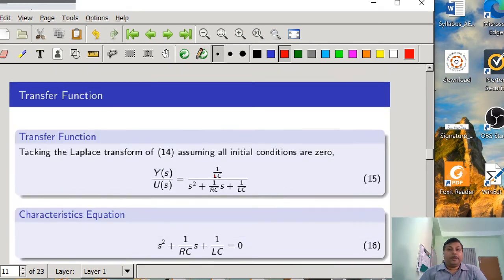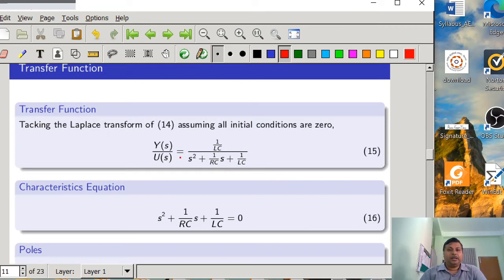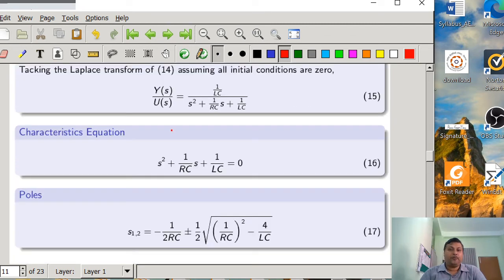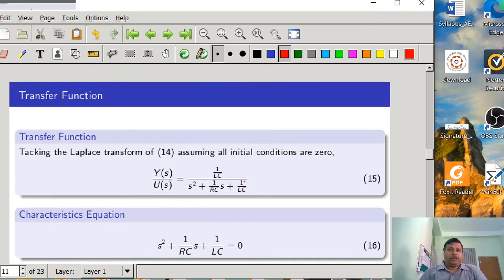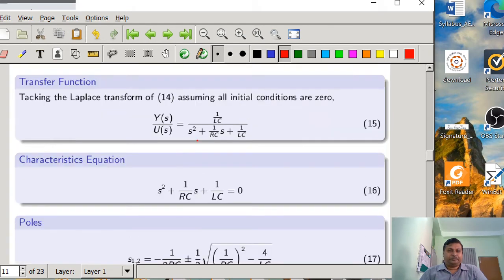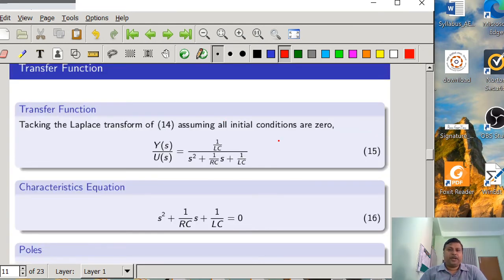Now what will be the characteristic equation of this transfer function? Definitely the denominator polynomial equal to 0. So this is the characteristic equation from the transfer function. And what are the poles of the system? The poles of the system can be calculated by making this polynomial equal to 0, and these are the poles of the system. So this is the unique representation by transfer function that we have found.